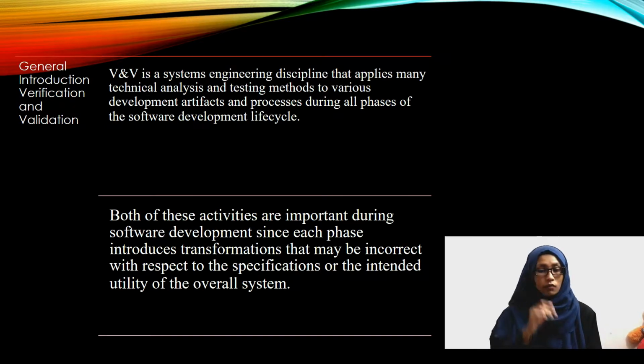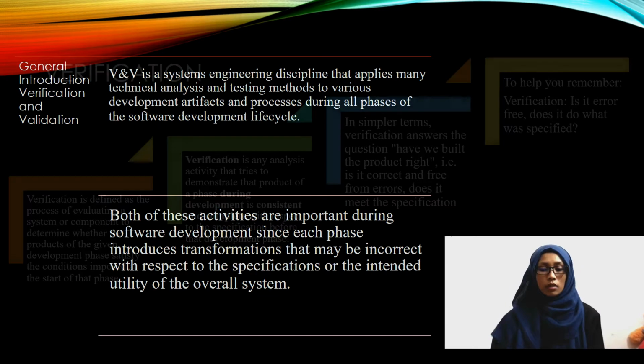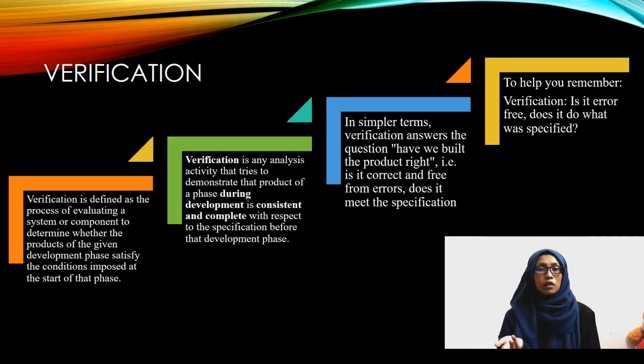First of all, V&V is a system engineering discipline that applies many technical analysis and testing methods to various development artifacts and processes during all the phases of the software development life cycle. Therefore, requirement planning, user interface, construction, and the cutover are the development phases. I will explain in depth about verification, which is in the requirement planning stage.